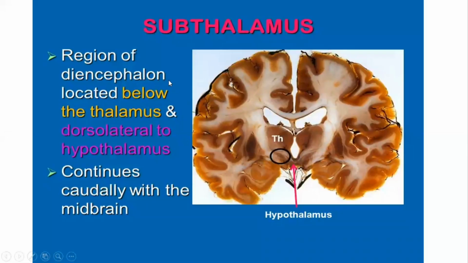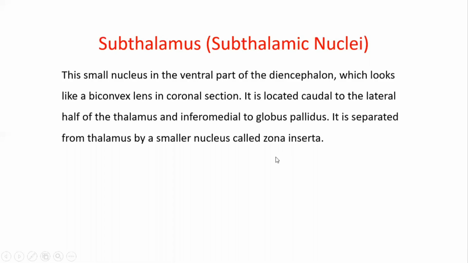So the next structure is the subthalamus. The subthalamus, in this picture you can see it over here, is the region below the thalamus and kind of dorsolateral to the thalamus. It continues caudally with the midbrain. So you can see it right over here. This is the midbrain, and this is an inferior view of the brain. So this is the thalamus, and this is the subthalamus.